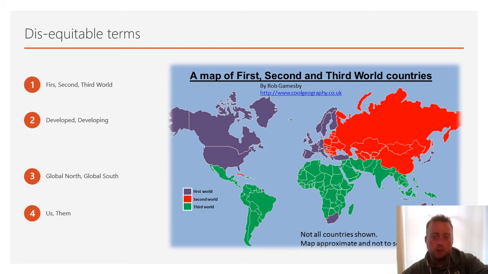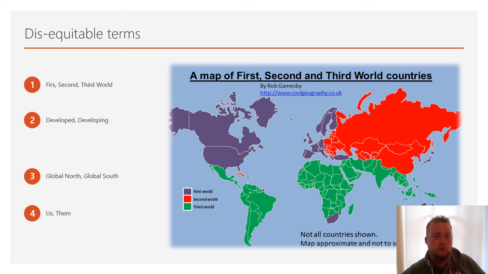All right, real quick reminder here. When we're talking about countries and we're comparing countries, which is a lot of times what happens in comparative politics, we have to always be concerned about the terms that we use and their equitability or dis-equitability. So back in the day, sorry, there's a typo there. Back in the day, countries were categorized as first, second, or third world. You can see on the map here, and that term stuck for a long time.